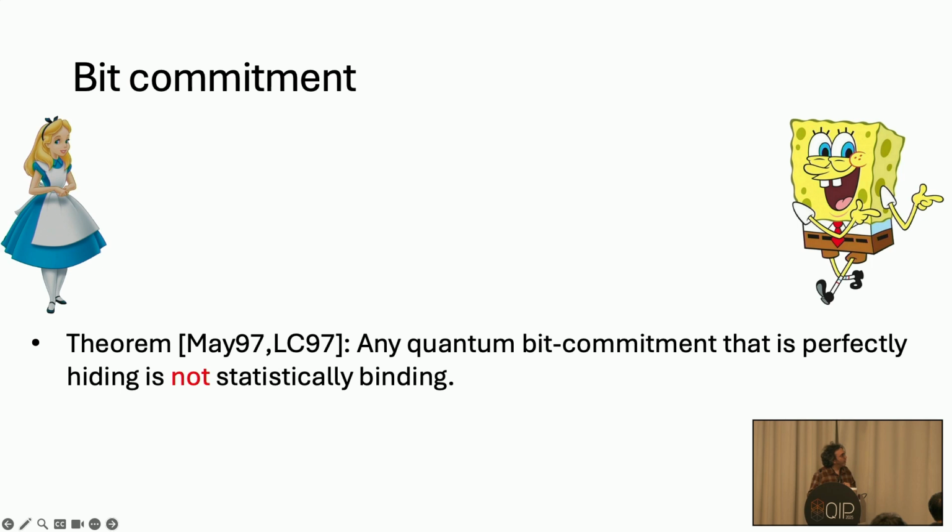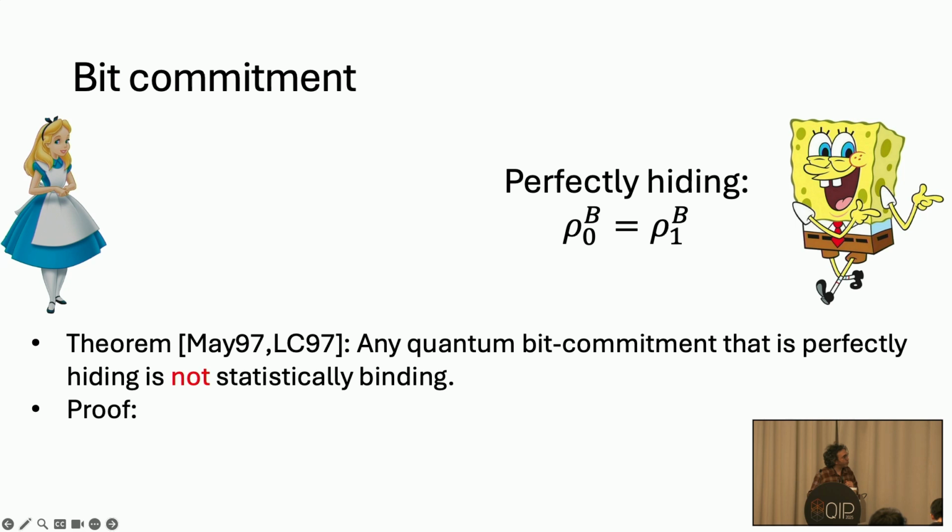Okay. And I'm going to give a short reminder about the impossibility result because I think it provides some intuition. It's well known that any quantum bit commitment that is perfectly hiding is not statistically binding. Actually, the proof is so short that I'll redo it. So what do we mean that it's perfectly hiding? It means that Bob's state when Alice commits to 0, let's call that rho 0, and rho 1 when she commits to 1, must be the same. That means that it's hiding.